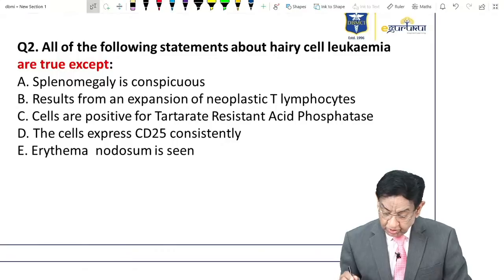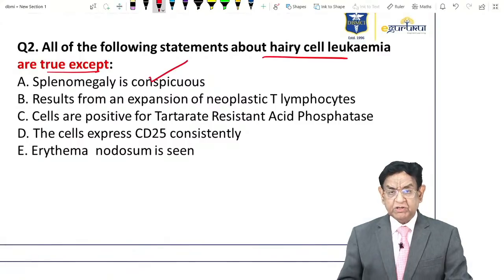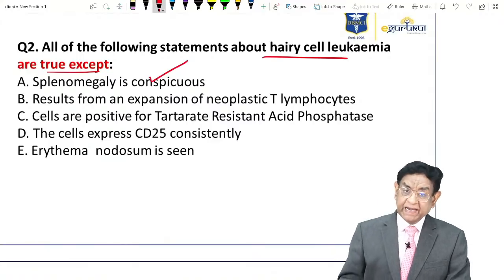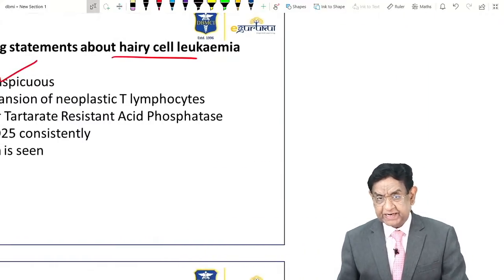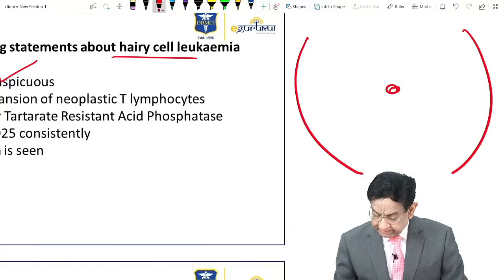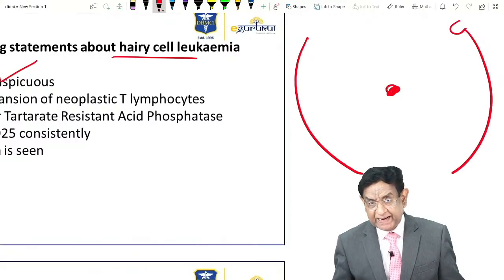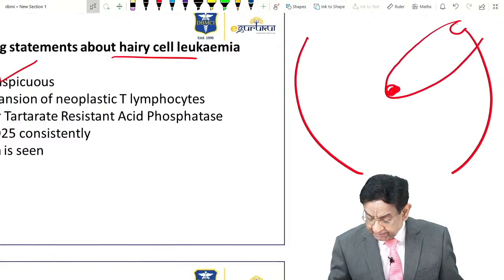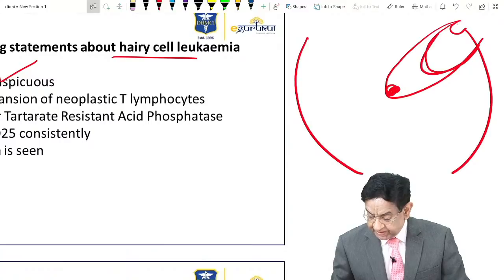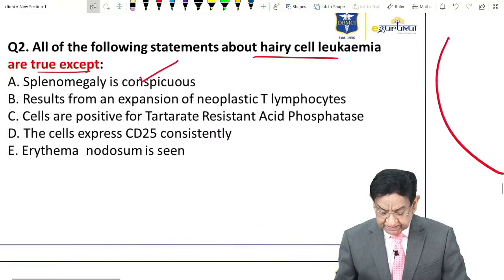Question 2. All are true about hairy cell except: splenomegaly is conspicuous. Yes, it is massive splenomegaly. Let's convert this into the clinical side. What do you mean by massive splenomegaly? This is the abdomen, this is the umbilicus. If the spleen tip is palpable, we call it mildly enlarged. If it comes up to the umbilicus, we call it massive splenomegaly. If it is somewhere in between, then we call it moderate splenomegaly. In these patients, you get massive splenomegaly, so it is true.